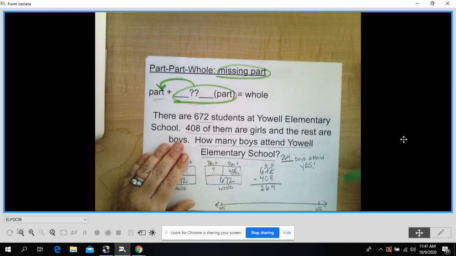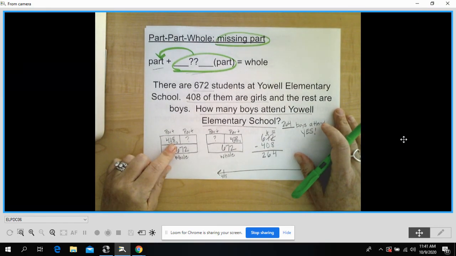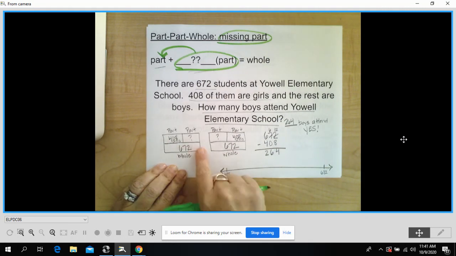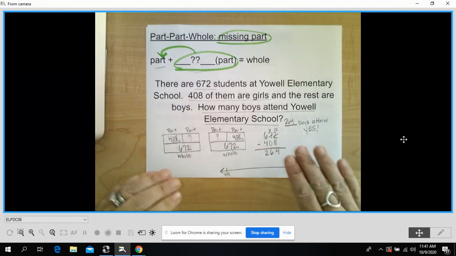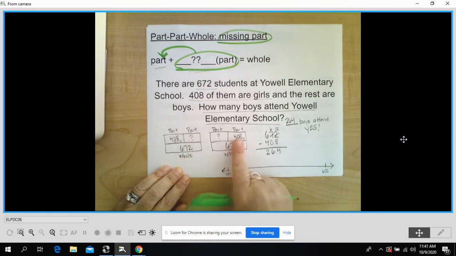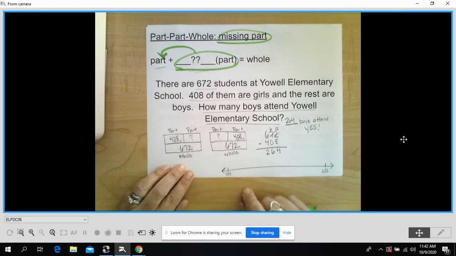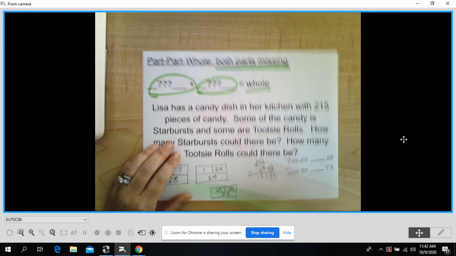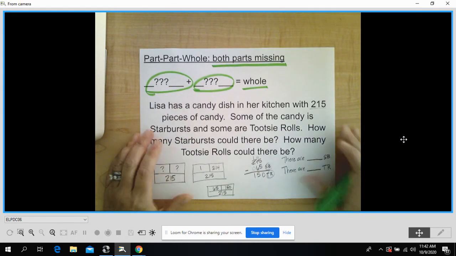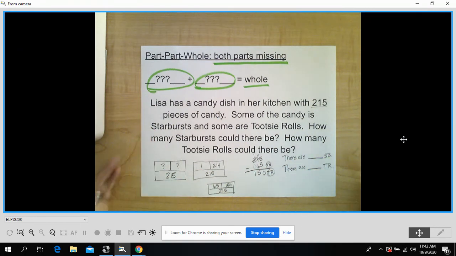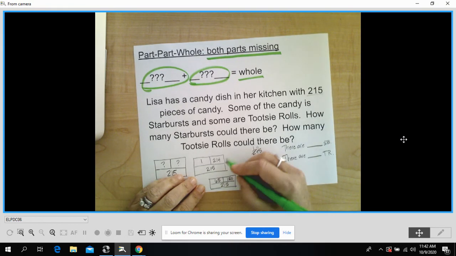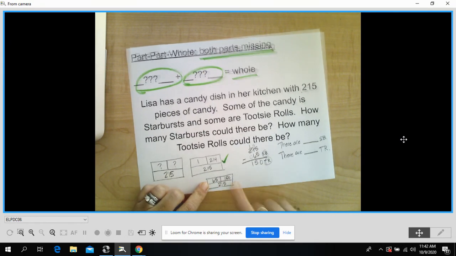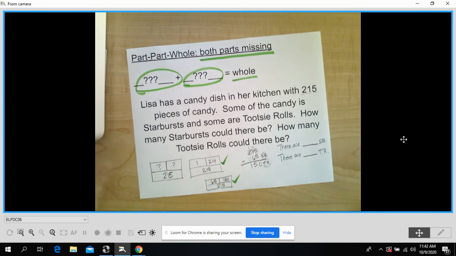You might have a problem where you're missing one part. And how you set it up, because there is no action, we're not taking away or adding to, either way you set it up is going to be fine. You're going to get the exact same answer. You might have a problem where you're missing both parts, okay? And when you do that, just know there's more than one correct answer. 1 and 214, perfect. 65 and 150, perfect. Are there a lot more? Absolutely.